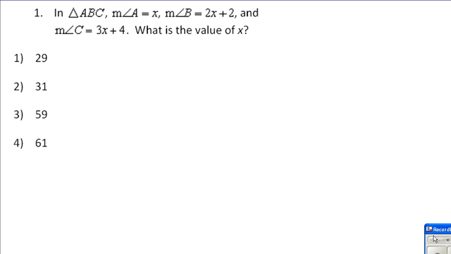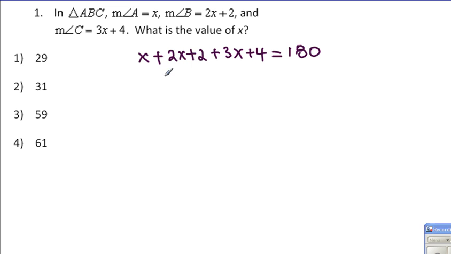Hello class, so let us try to look at some triangle questions from the previous readings. So here in the first question, we have triangle angles A, B, and C given. Therefore, we realize the sum of these three angles must be equal to 180. Then x plus 2x plus 2 plus 3x plus 4, now that should be equal to 180 degrees.